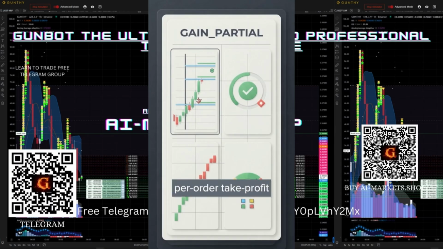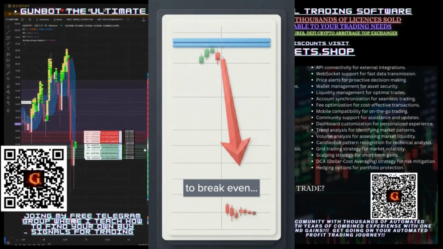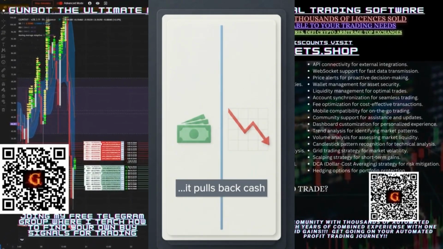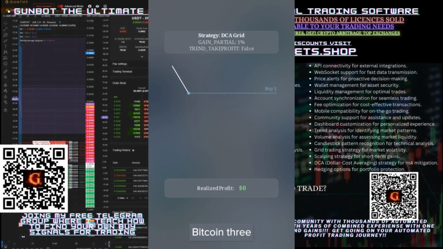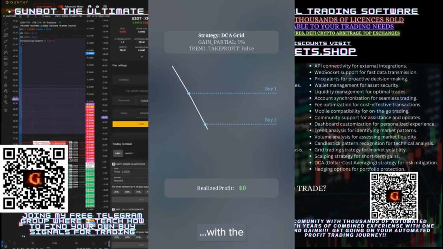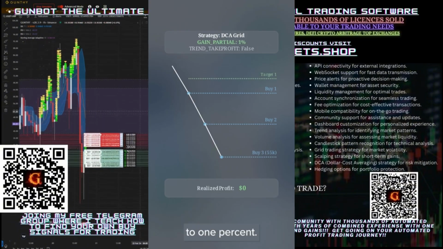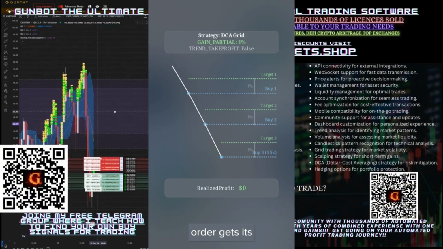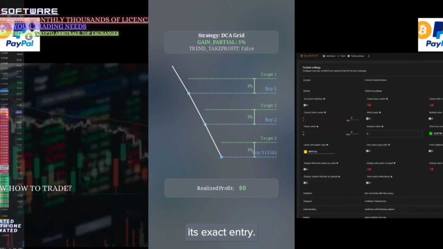Gain partial is a per-order take-profit setting for complex entry grids. Instead of waiting for a blended position to break even, it pulls back cash during reversals. Take a DCA grid where the strategy bought Bitcoin 3 separate times, with the lowest at 55,000. We set gain partial to 1%. Every single buy order gets its own independent profit target, based purely on its exact entry.